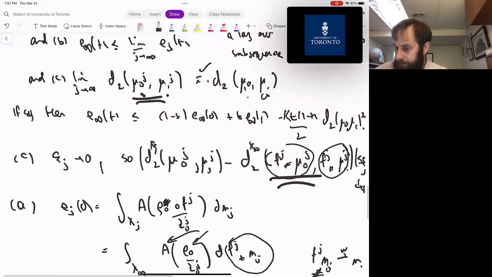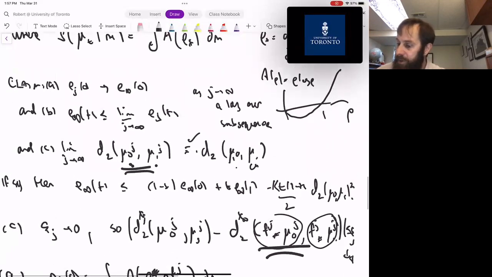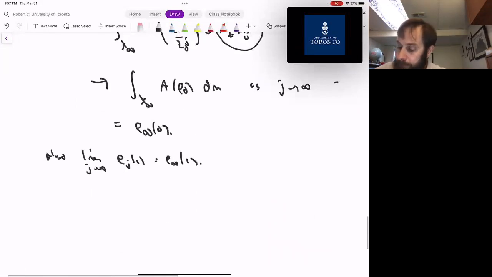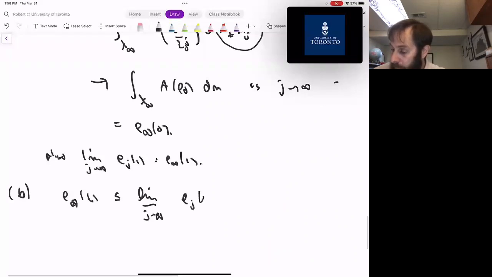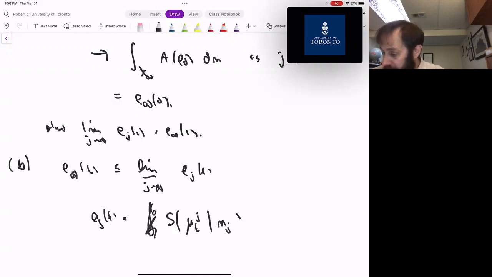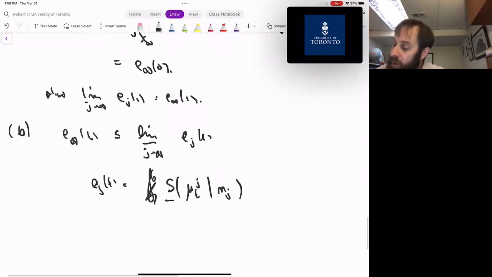And then finally, for part B, the lower semi-continuity, I think we more or less proved this last class. So here, E_J of T is S of mu_T^J relative to m_J. And we showed that S was jointly weakly lower semi-continuous. So we will have this if m_J is converging weakly to m.